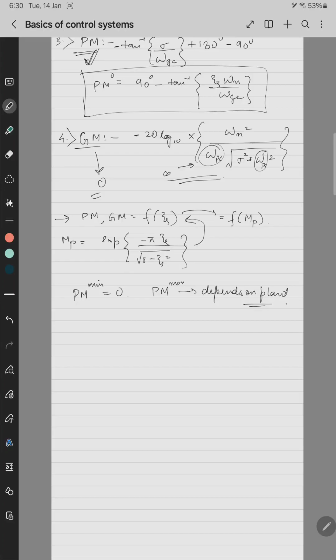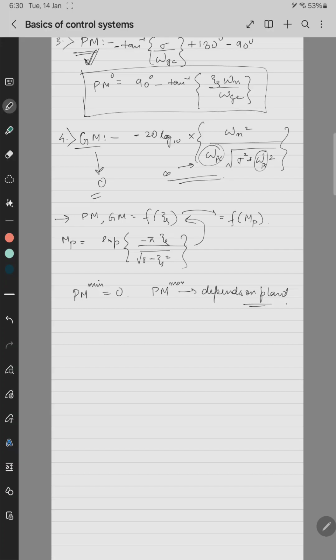Let's say the plant transfer function is only a simple gain. In that case the phase will always be what? 0 degrees. So the phase margin will be what? Minus 180 degrees. 0 minus of minus 180 will be plus 180 degrees. So you can add 0 to 180 degrees of phase using the controller.